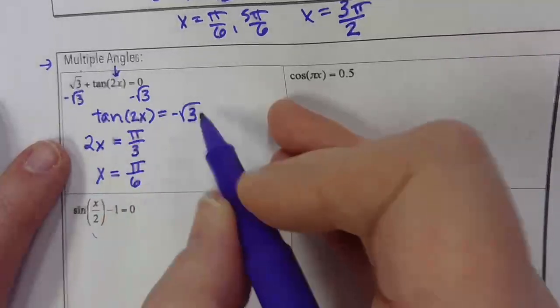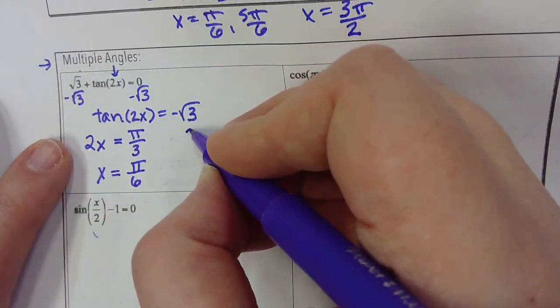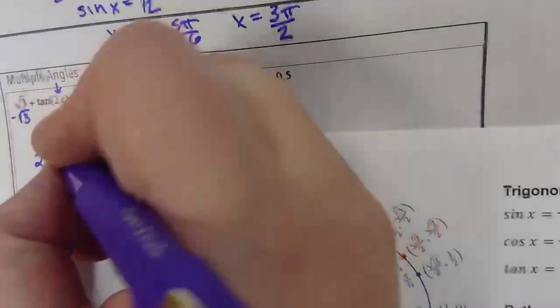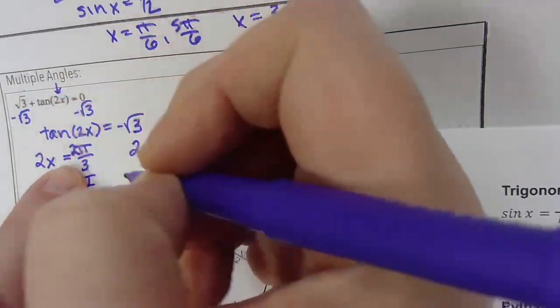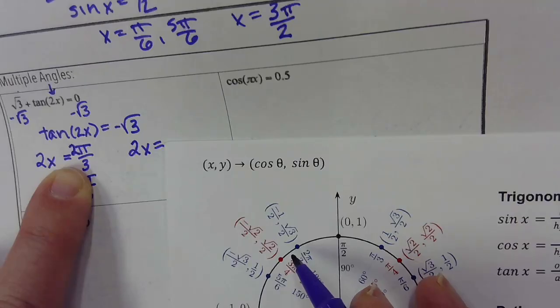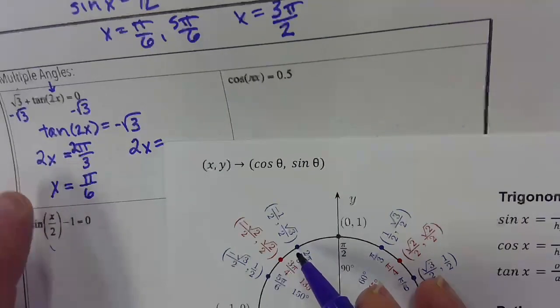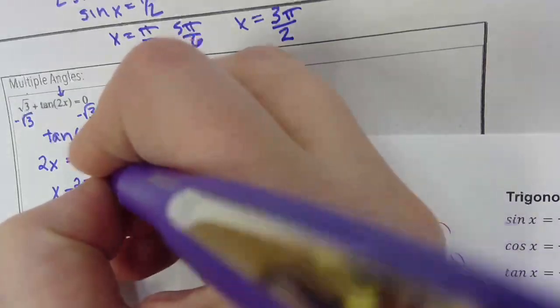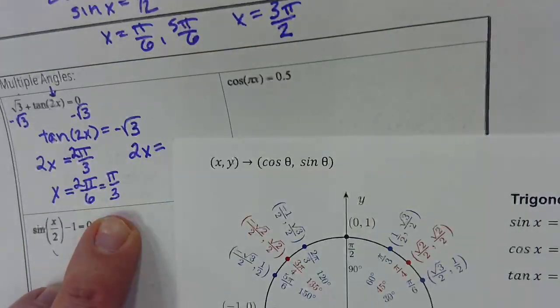One more solution would be, oh shoot, I forgot the 2, you guys. I'm sorry. It was because it's in the second quadrant. So it would be 2 pi over 3, where the tangent is negative square root of 3. My fault. So then you would have 2 pi over 6, which would reduce to pi over 3. Sorry about that.